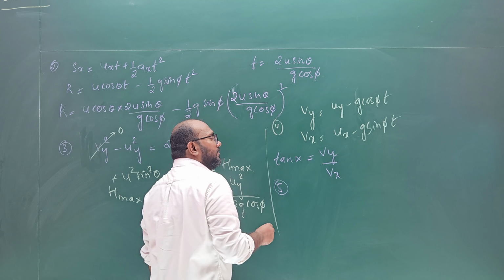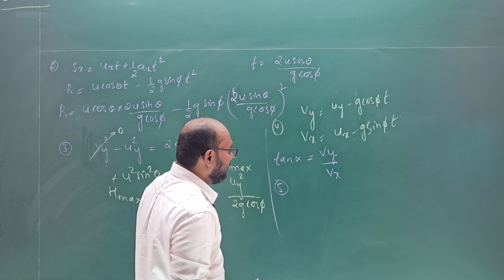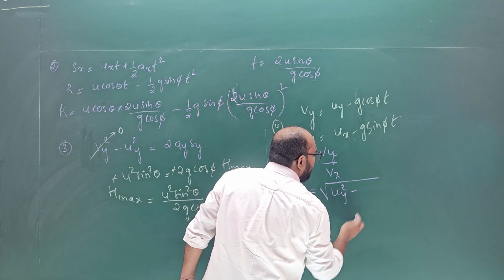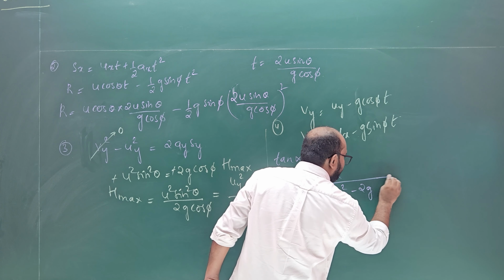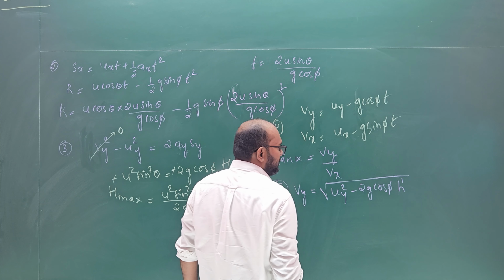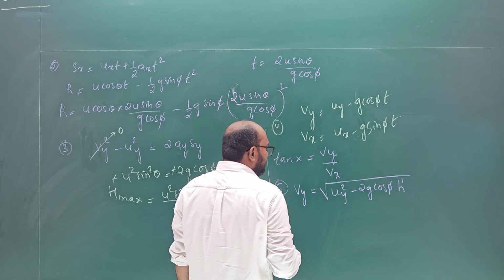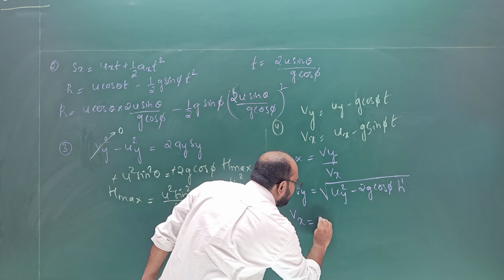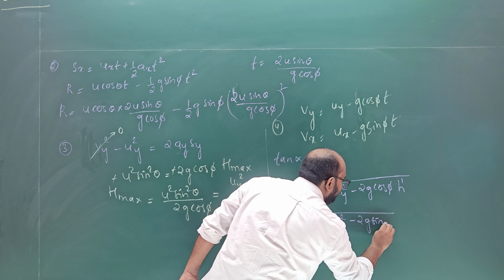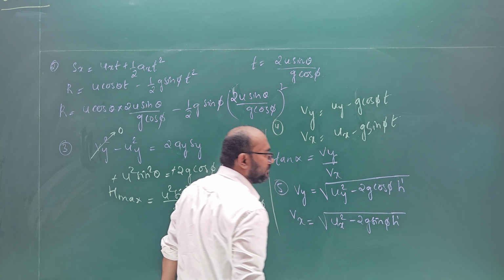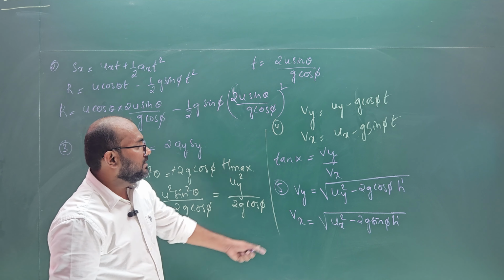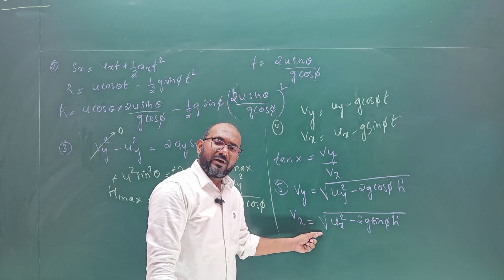Let us say the fifth one: find the velocity at any height h. Then we can write Vy as the root of uy square minus 2g cos phi into h, where h is the height considered. Similarly, Vx is the root of ux square minus 2g sin phi into h. We can also substitute tan alpha as Vy upon Vx. This one is your Vy and this one is your Vx.